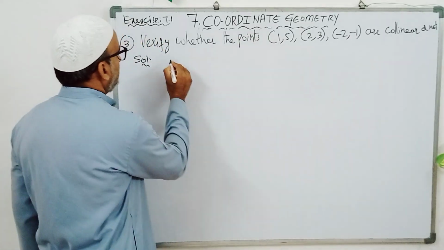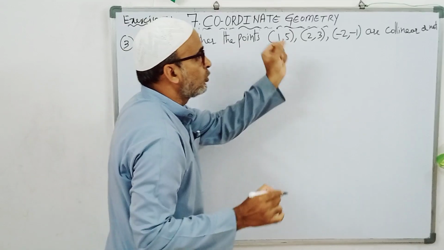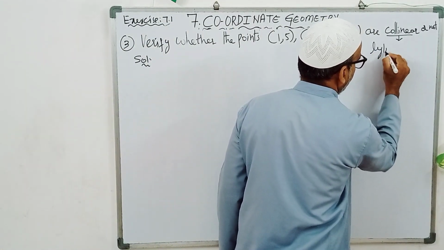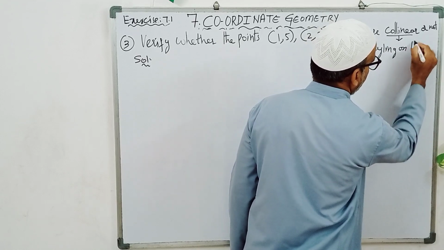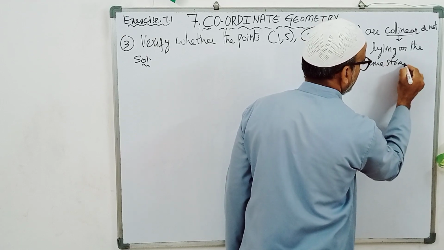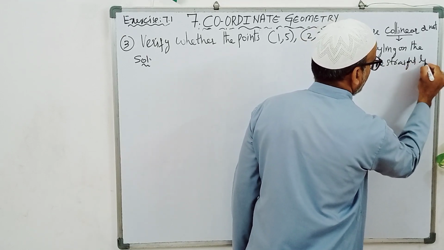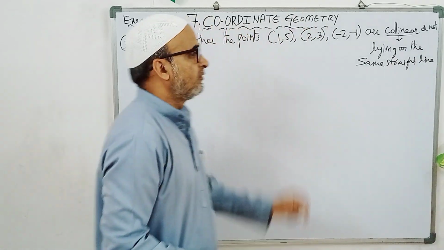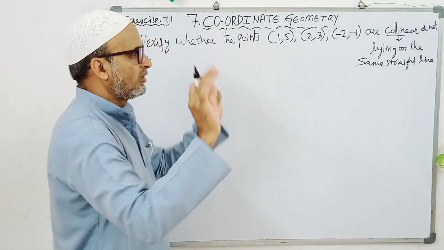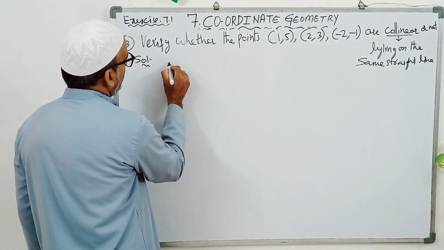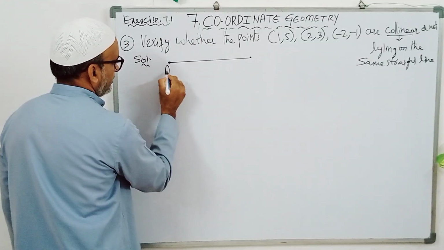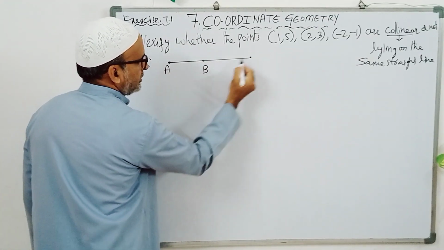The given points are collinear, that is, lying on the same straight line. Like this, you can also be asked whether the points are collinear or not, or lying on the same straight line or not. So what we should do, simply we should draw one diagram like this. Give this name as A, give this name as B, give this name as C.